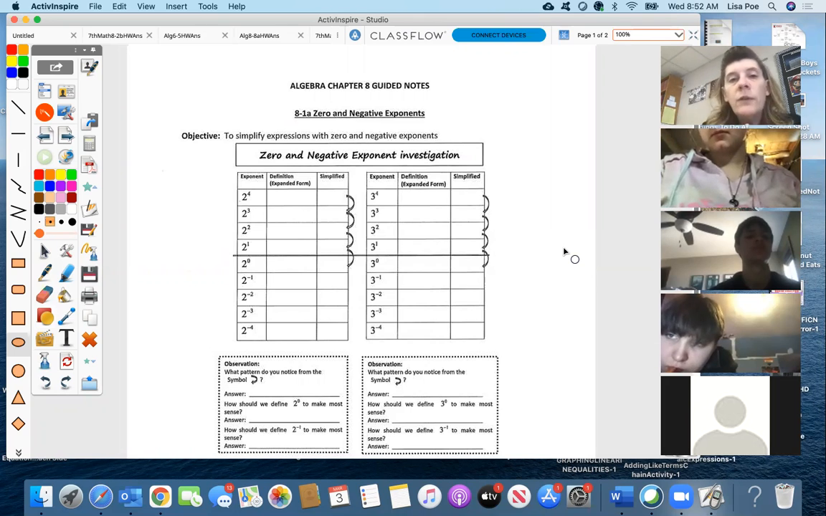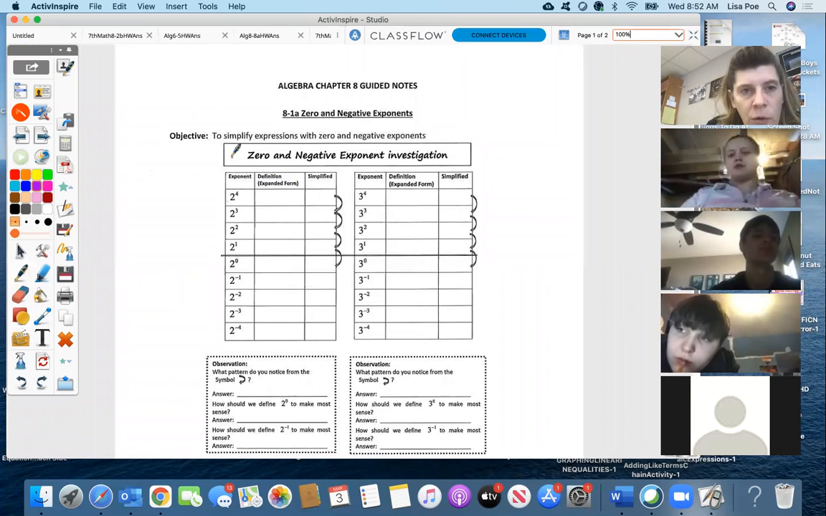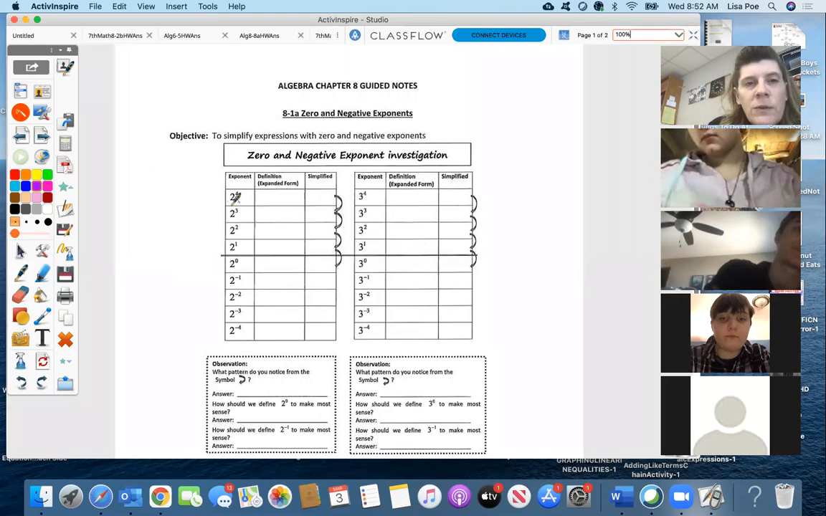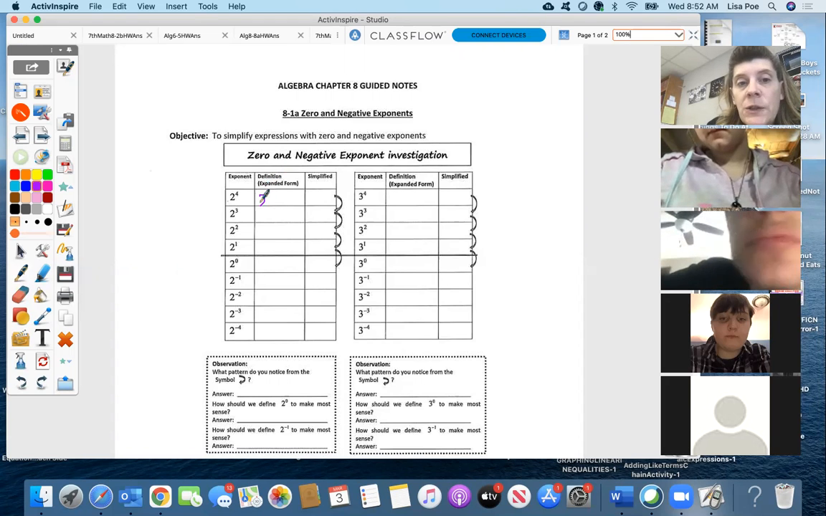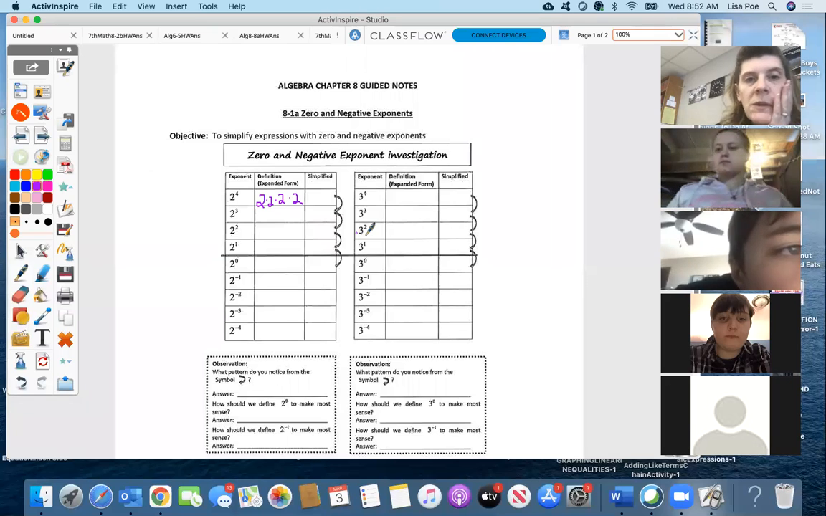Okay, so you guys, I know you're familiar with this. So let's go ahead and start filling these out. So we're going to simplify expressions with zero and negative exponents, but first we have to understand what do they actually mean. So 2 to the 4th power. What is 2 to the 4th power? We're going to put out the definition in expanded form. So that would be 2 times 2 times 2 times 2. So what do you get when you have 2 times 2 times 2 times 2?